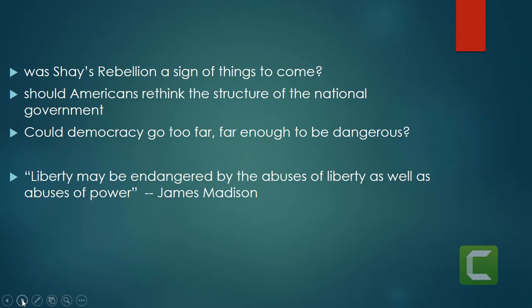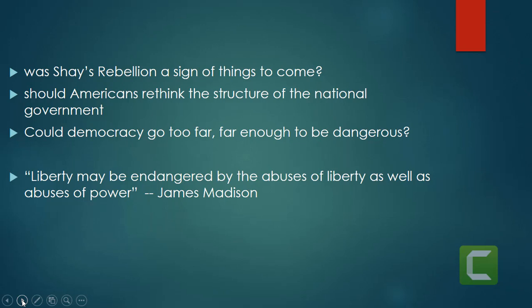On the other hand, you had a lot of other people who are genuinely alarmed, right? Yes, nothing horrible came out of Shays' Rebellion, but it could have. What if Shays' Rebellion was a sign of things to come? What if there are more of these sort of mob uprisings? How is the federal or the state government supposed to respond to that? And so it starts a conversation about whether or not Americans should rethink the way they had set up the national government. In other words, rethink the Articles of Confederation. Maybe they needed to go back to the drawing board.